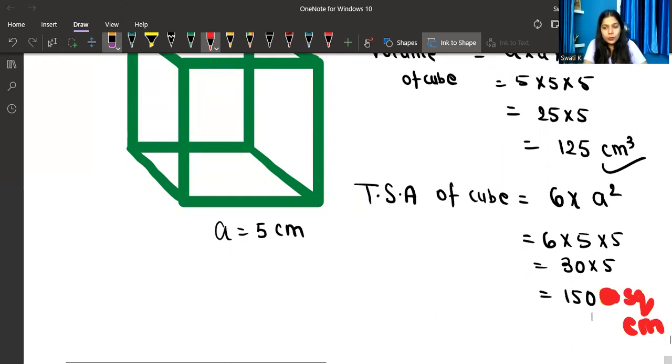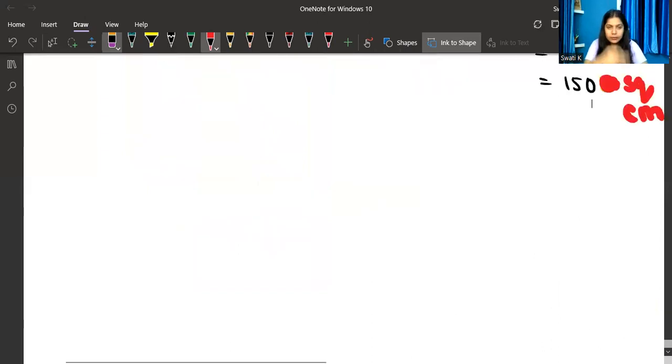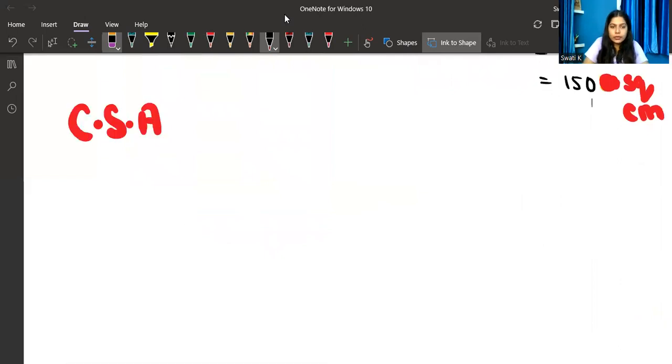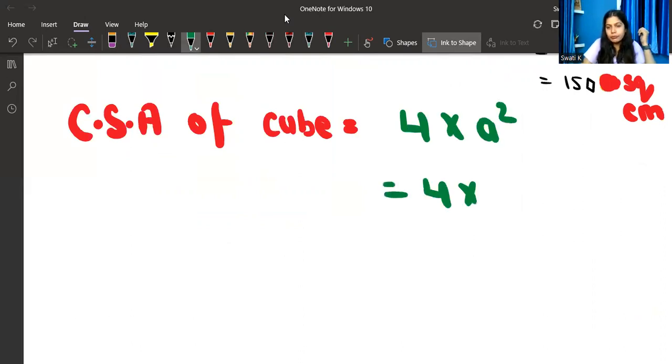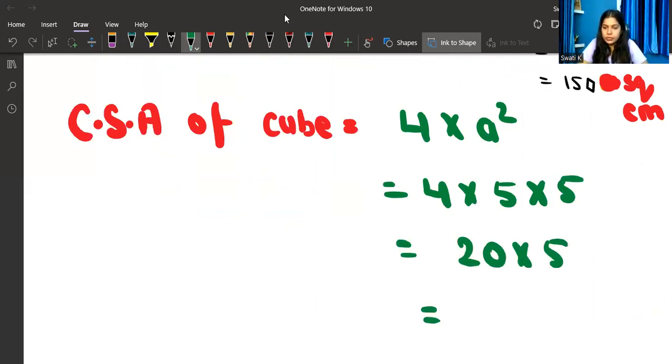All right, now we can go to the next question. That is curved surface area, right? You know the difference between curved surface area and total surface area already. For curved surface area, we leave out the bottom and the top part. All the other parts, like the side ones, they are actually called the curved surface area. So the curved surface area of a cube formula is 4 times a square. So it is 4 into a square, and a is of course 5. So 4 into 5 into 5. 4 into 5 is 20. 20 into 5, that is 100. So it is 100 square centimeter. Again, square centimeter because we are finding the area. So this is the answer.